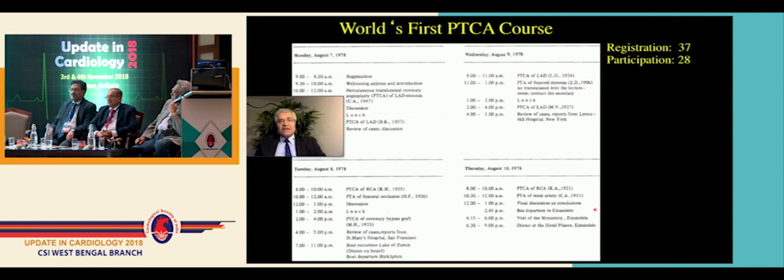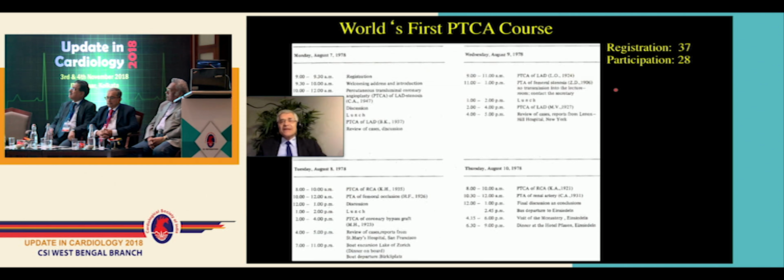Now, Grünzig not only introduced coronary angioplasty, he also introduced live courses, of which of course you've had many successful ones in Kolkata, into cardiology. Orthopedic surgery already had quite a habit of doing live interventions, shown from the operating room to a lecture hall by TV transmission, but for cardiology, this was new. And his first case, as you could see, was on August 7, 1978.